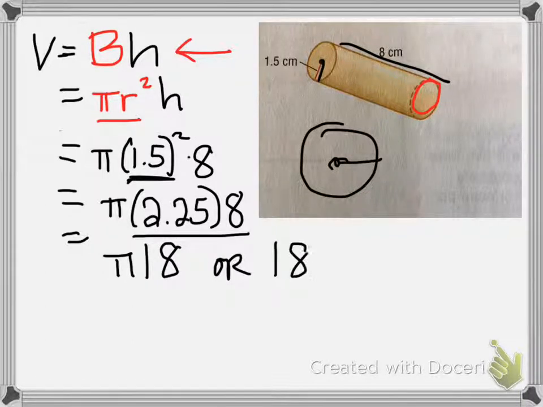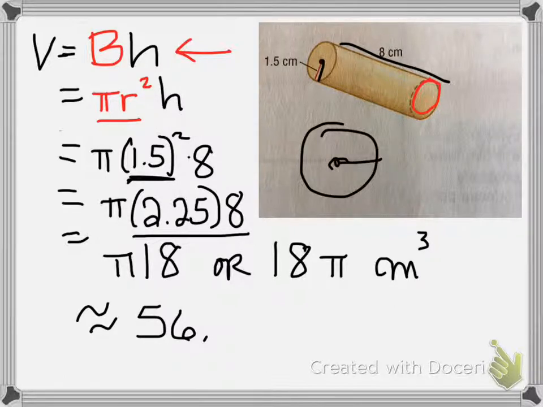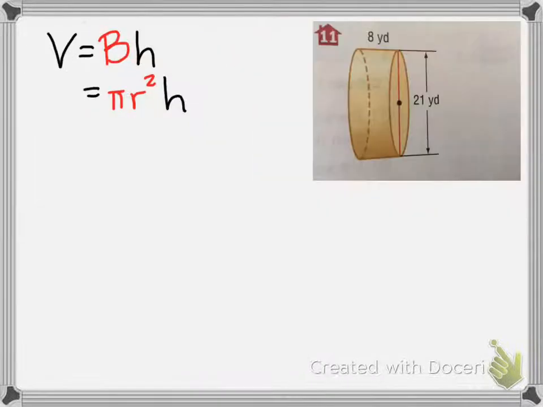So the volume of this is really just 18 pi. The units would be cubic centimeters. If we need to round this to the nearest tenth, which the instructions will sometimes say, we can actually use a calculator to do 18 times pi. Now when we use the calculator, I'm not doing 18 times 3.14. I'm actually using the pi button. And what the calculator told me when I did 18 times pi is I'm approximating this to get 56.5 cubic centimeters.